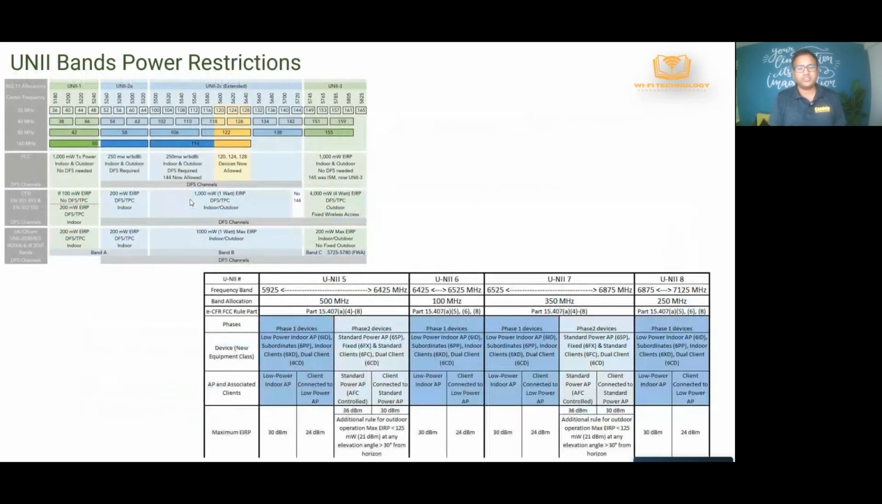So these are some of the power restrictions for both 5 gigahertz and 6 gigahertz. I'll not go into the detail in the interest of time, but the slide is there for you to look at what the transmit power restrictions are for various channels in the UNII bands, all the way from UNII 1 to UNII 3 in the 5 gigahertz spectrum, and then UNII 5, 6, 7, 8 in the 6 gigahertz spectrum. What is the maximum power you can transmit? All those details can be found here, or you can just Google for it.